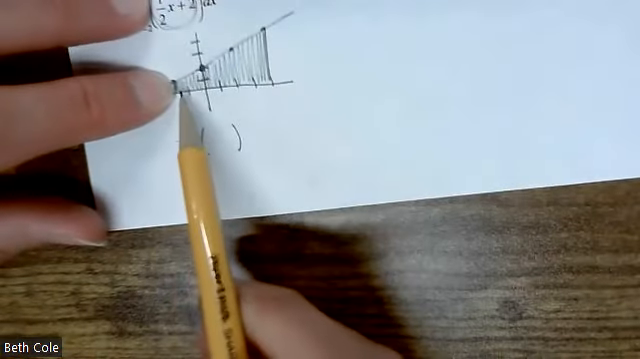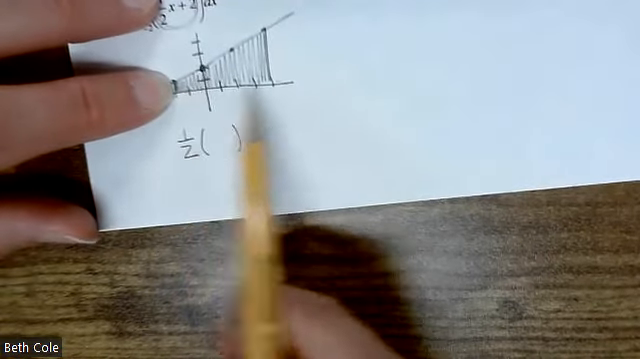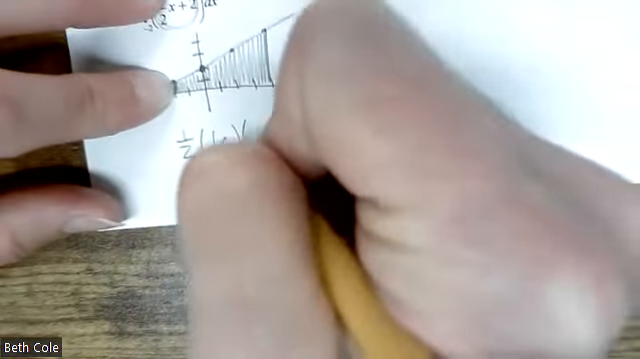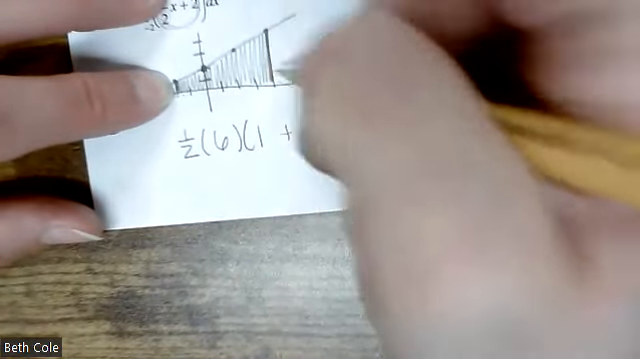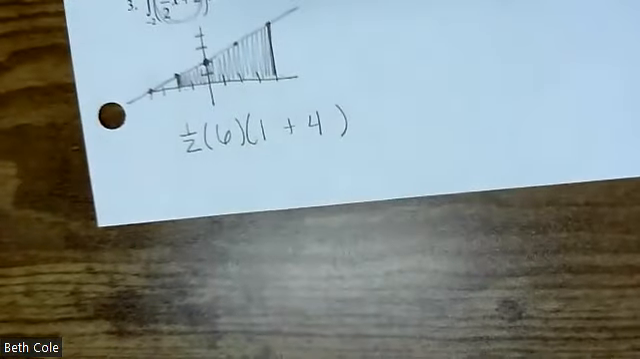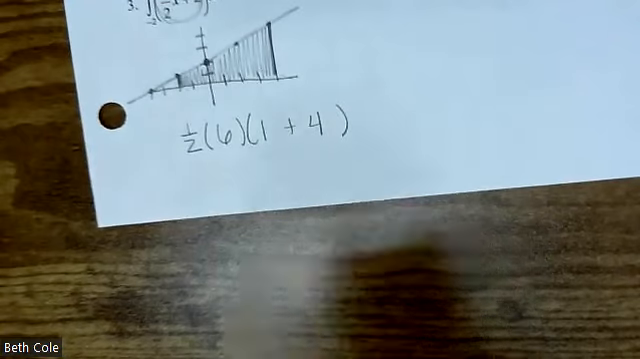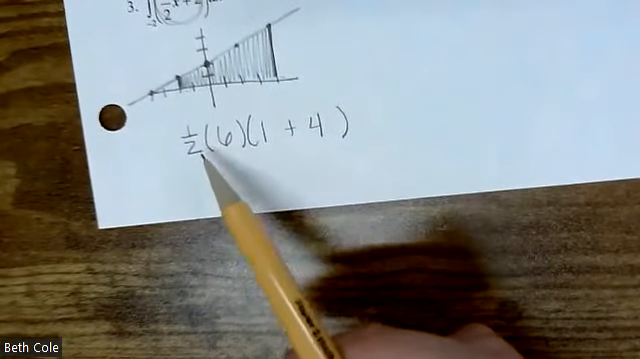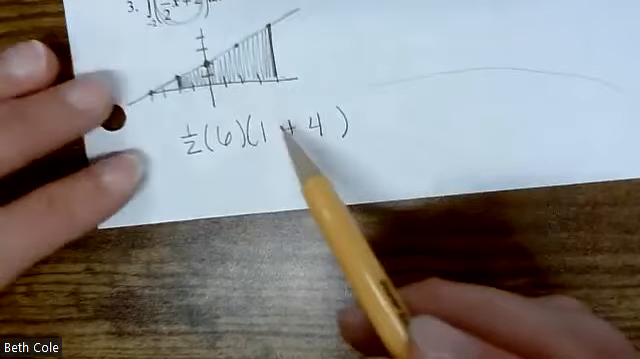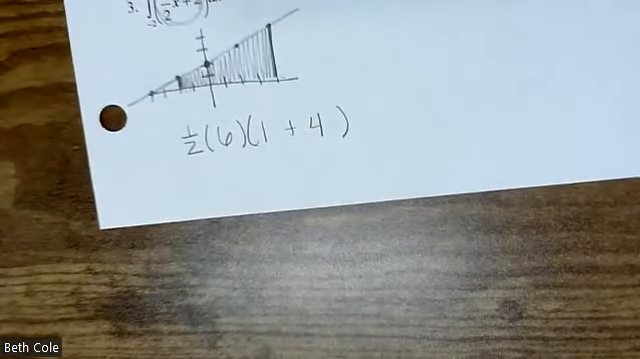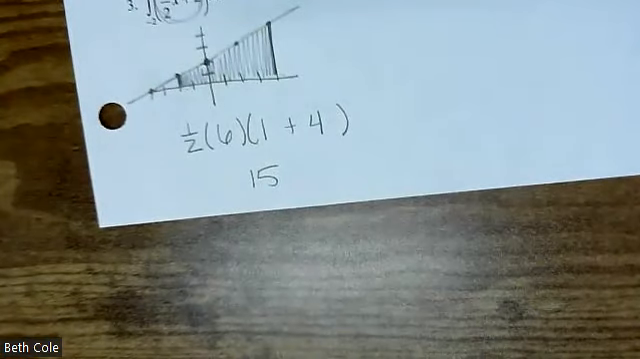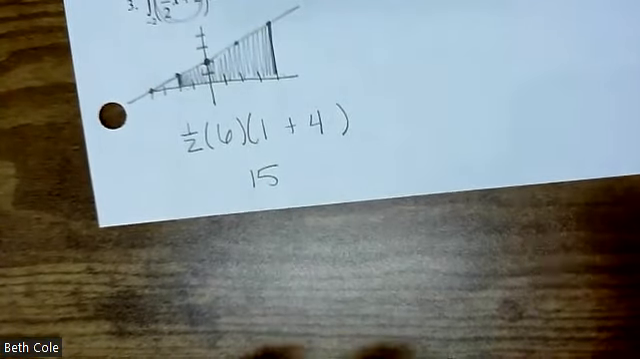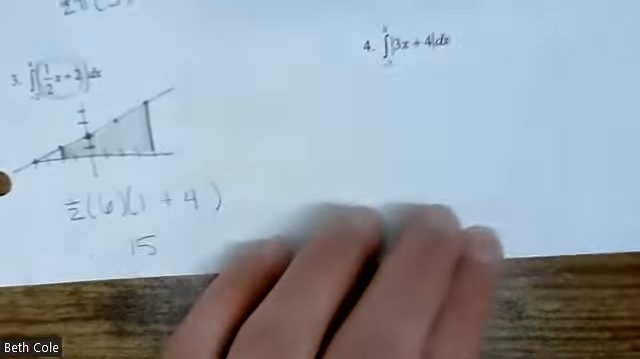Times, oh good, before I could even get the words out of my mouth, the height is 6 and then add the bases together. So the first one's 1, and then the second one is 4. Good. Now that I think we could work out. That's not too bad. Half of 6 is 3, and then that would be times 5, so 15. If it's not too bad, we'll do it. All right, and then we'll do this one, and then we'll do our like halfway break.